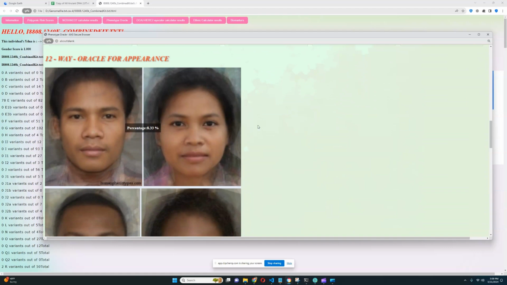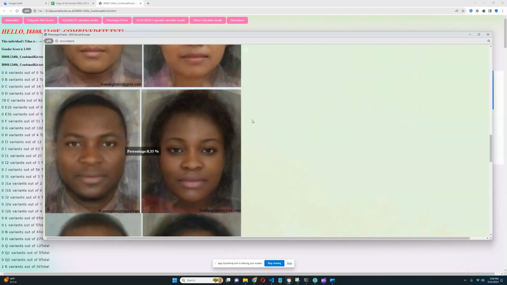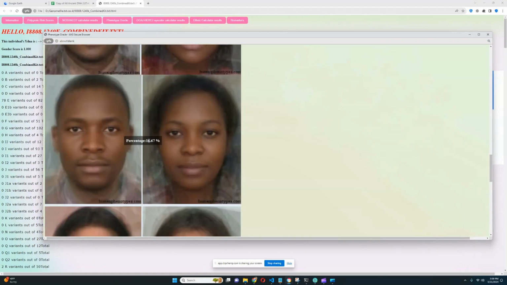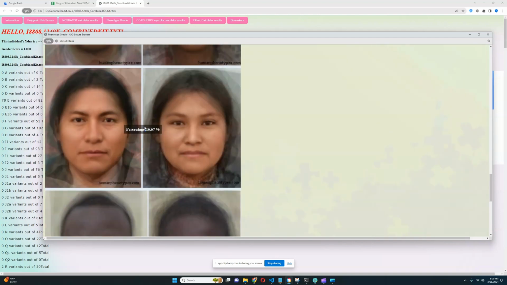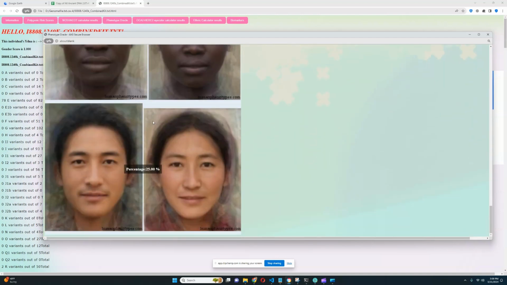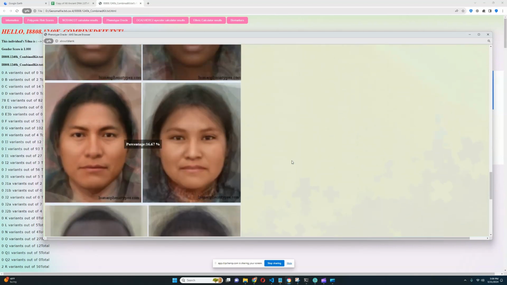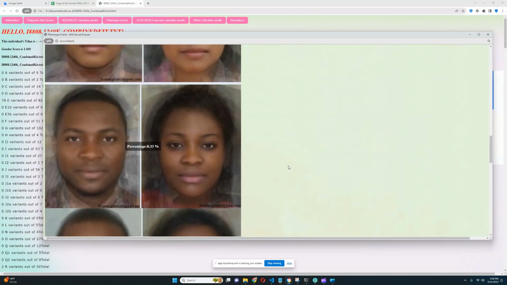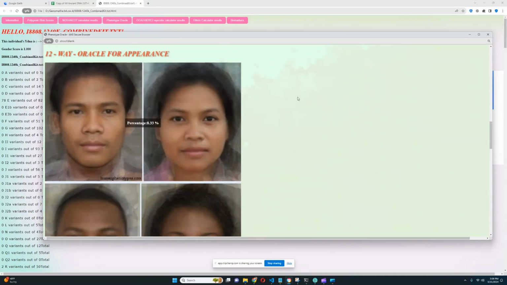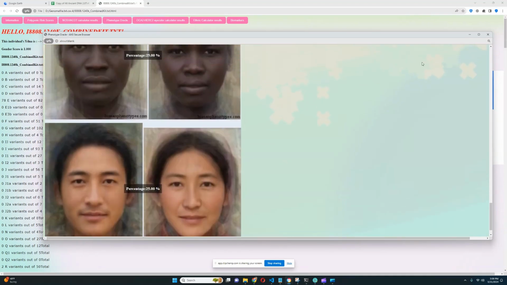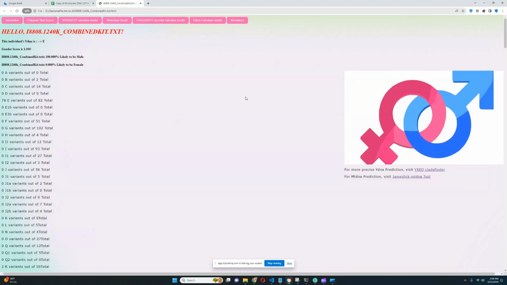And for the 12-way oracle, you can see 8.3% this, plus 8.3% this, plus 16% this, 16% this, 25 this, 25 this. If you add all of these together, you will get a phenotype that sort of resembles him. So there is actually some Eurasian traits that he's got, which is definitely very interesting.